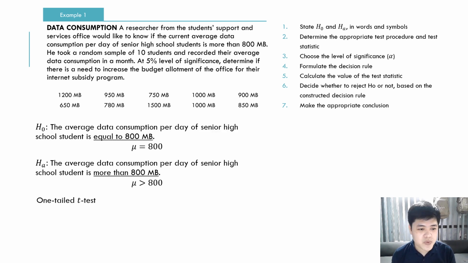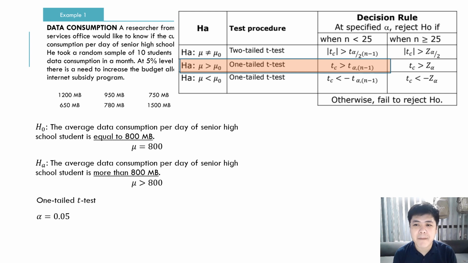Okay, so we have a one-tailed t-test and alpha equals 0.05. The next thing you need to do is formulate the decision rule. Actually, yung decision rule natin is just one statement that will guide us sa pagde-decide natin whether to reject or not to reject the null hypothesis. So let's bring back the table.